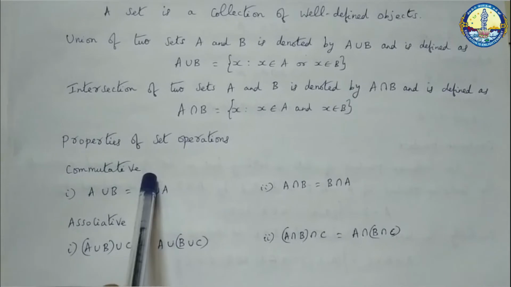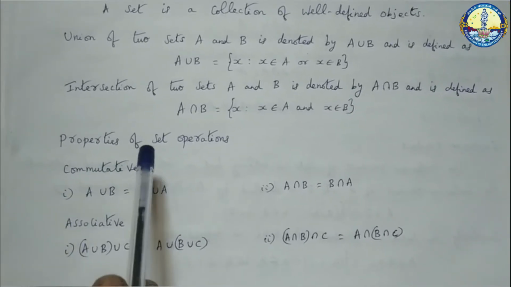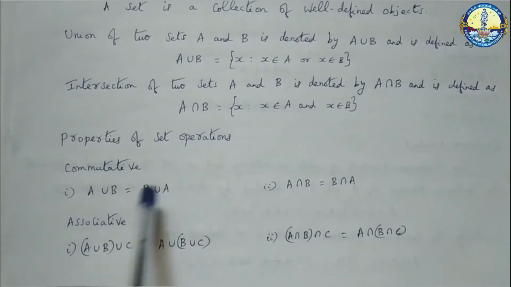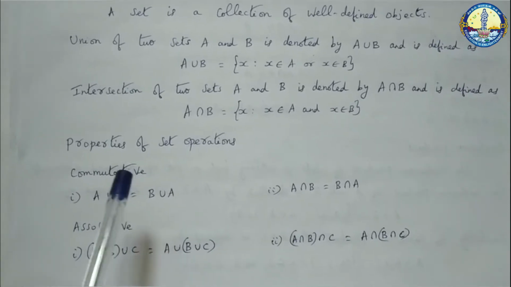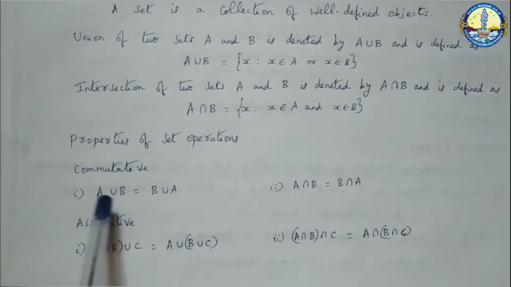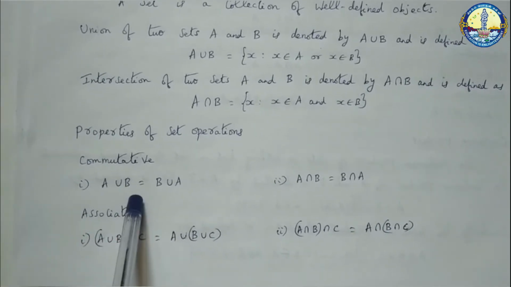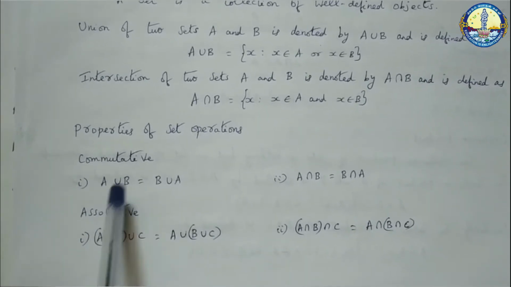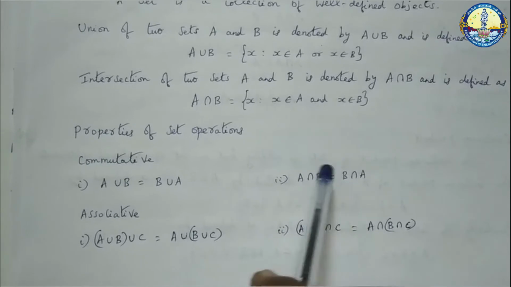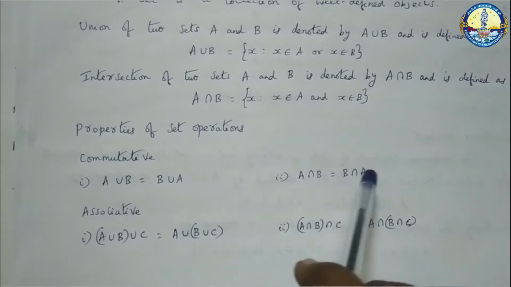First, commutative, the properties of set operations based on union and intersection, the two operations. Commutative: A union B equals B union A, so both are the same. That is, in this order or reverse order, the union should be the same. Similarly, intersection is also the same: A intersection B equals B intersection A.